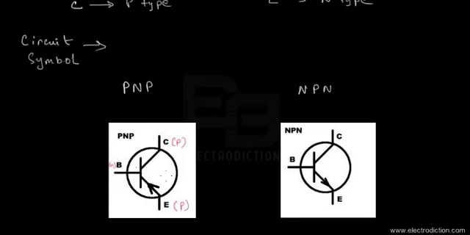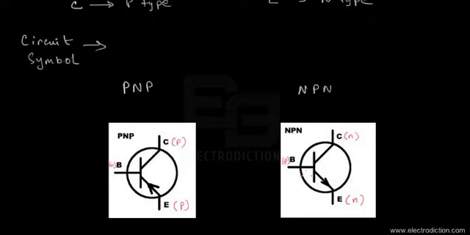Okay, and similarly, if we take a look at the NPN type transistor over here, in this particular type of transistor, the collector and the emitter sections are both made up of n-type semiconductors, whereas the base section of this transistor is made up of p-type semiconductor material.